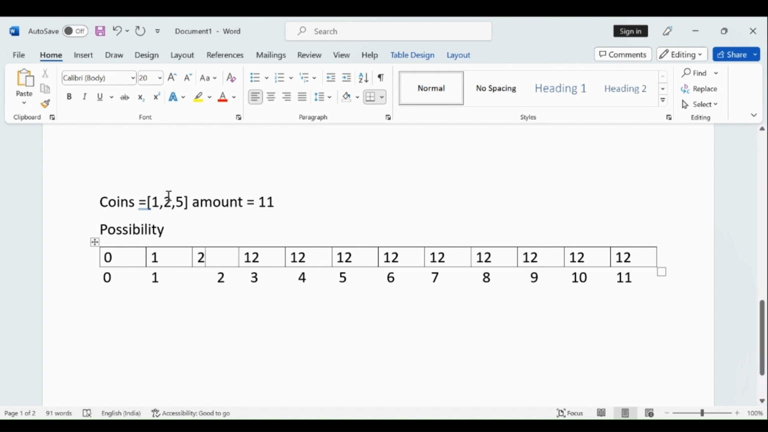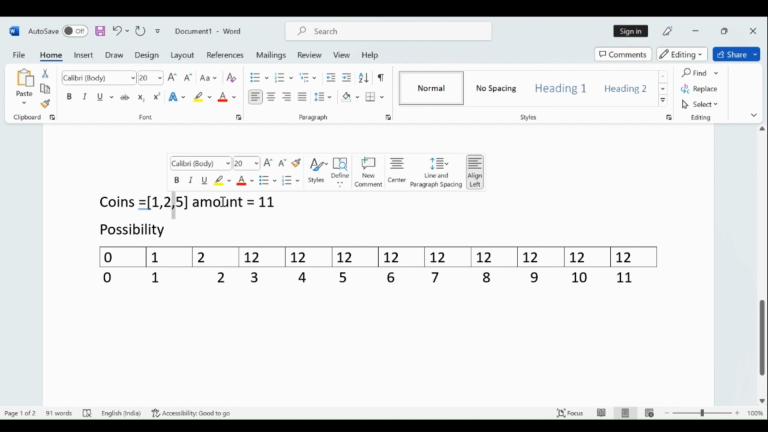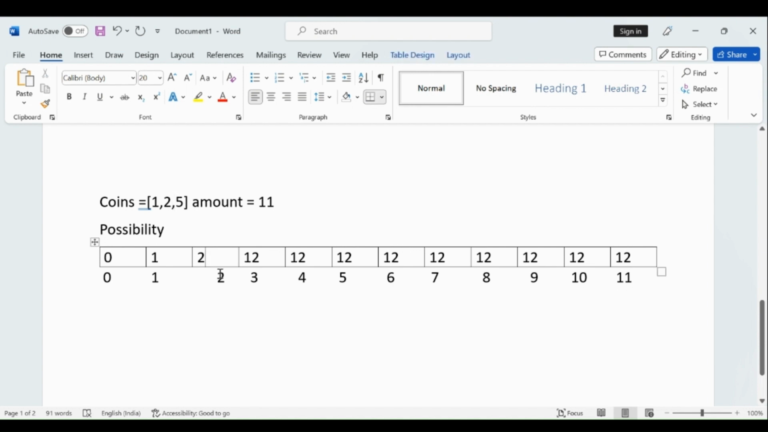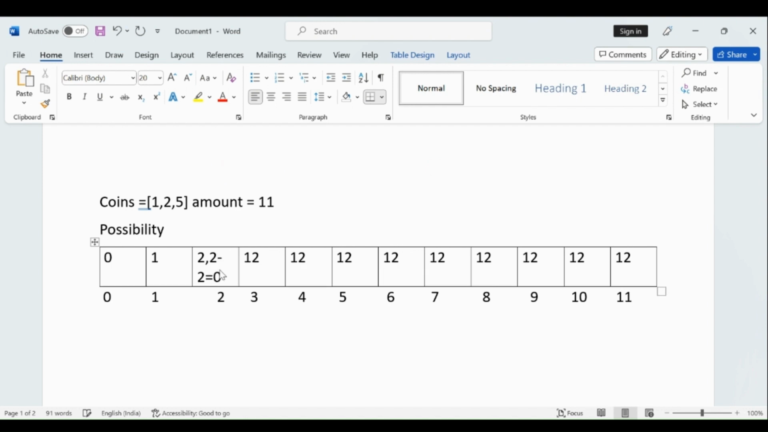Now let's say that you want to utilize the amount 2. If you're trying to utilize the amount 2, first of all you will subtract 2 from the 2, so your answer will be 0. Now what was the minimum number of coins required to reach the amount 0? Your answer will be 0, and you are using one more coin 2 here, so your answer will be 1.